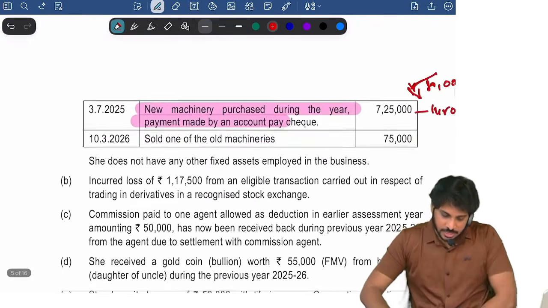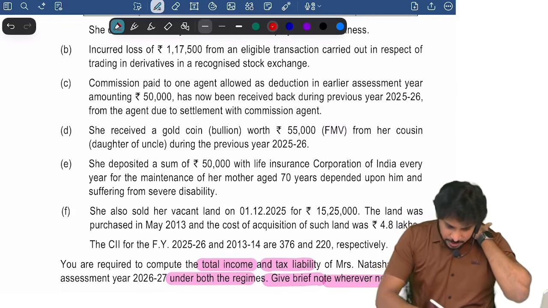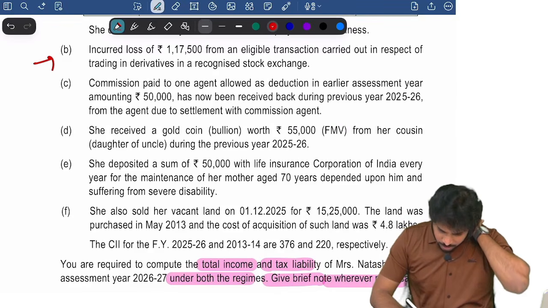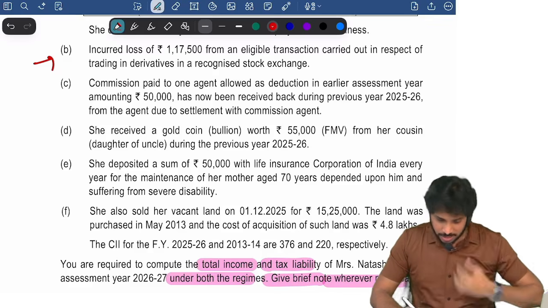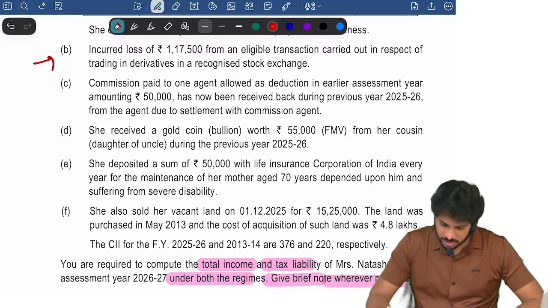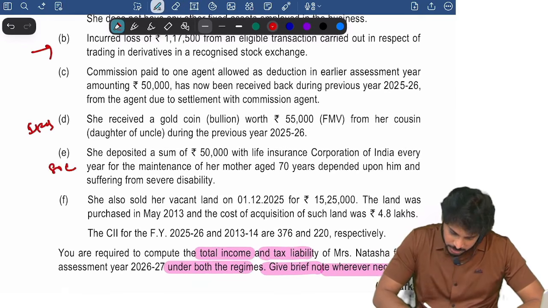Then depreciation information they have given. Incurred loss of 1,17,000 in respect of derivatives. Commission paid to one agent allowed in earlier assessment year has now been received back during the year. Fine. She received a gold chain. This is IFOS. Life Insurance Corporation. This is ATC.